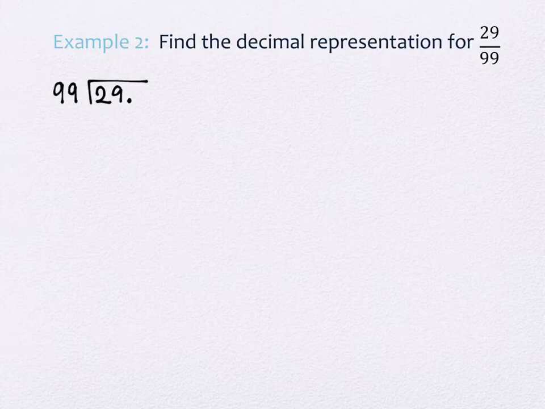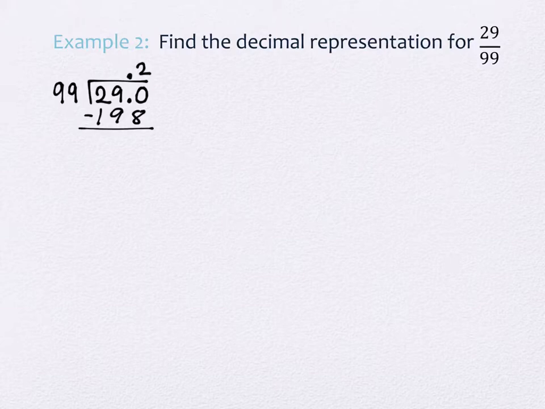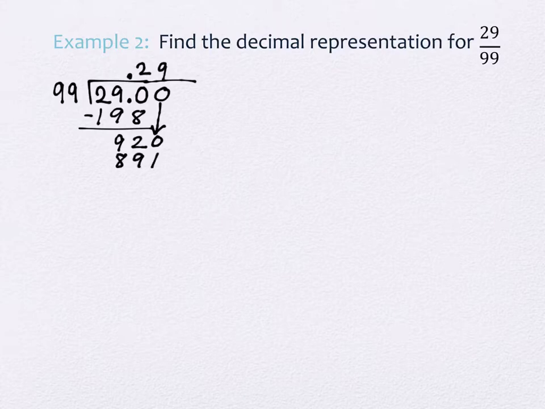Of course, 29 doesn't go into 29, so I need a decimal and a 0, and there's my decimal point. So 99 will go into 290. How many times? 2. What is 2 times 99? 198. And if I subtract, what do we get? Yes, 92. Okay, so I have a remainder still, so I'll bring another 0 down. 920. How many times will 99 go into 920? It's 9. And 9 times 99 is 891. And if I subtract, I get 29.